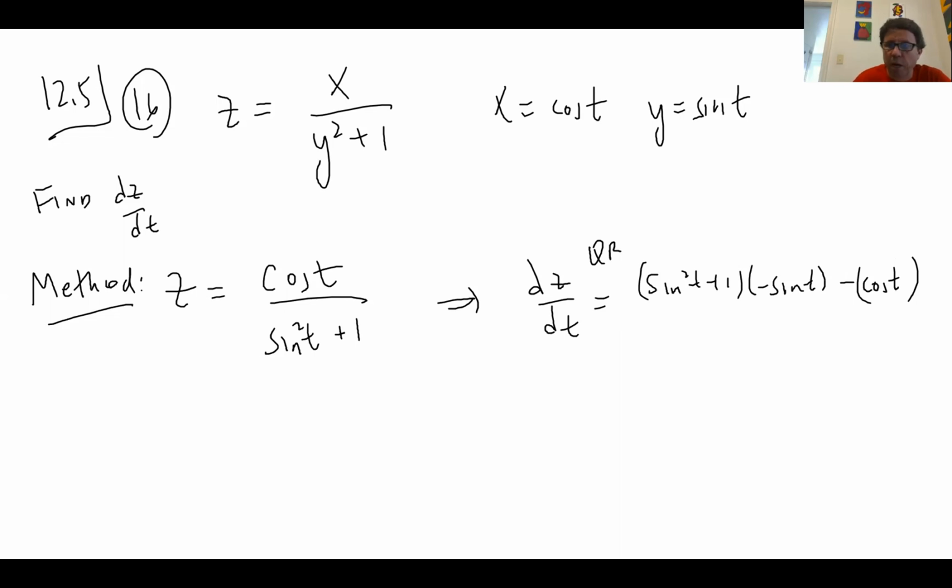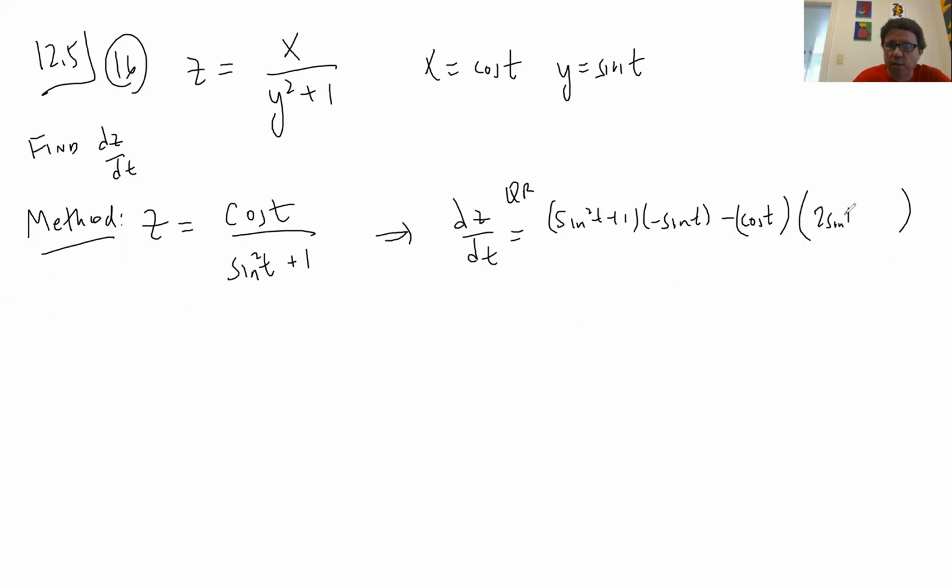Times the derivative of the bottom. So that'll be 2 sine times cosine. And it's divided by the denominator squared. That's like the method where you just sub in first.